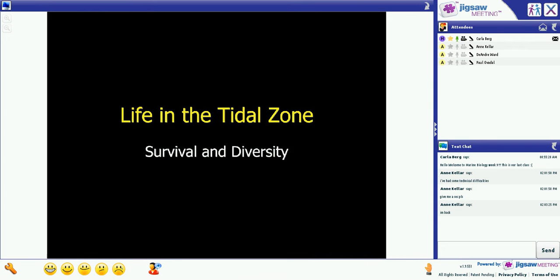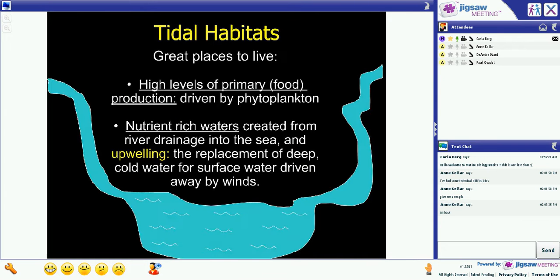So let's take a look at life in the tidal zone. Tidal habitats are a great place to live. There are high levels of primary food production, which means there are lots of food and different types of food in tidal habitats. Now, if you were to look outside your window right now, you probably will see some sort of organism that uses photosynthesis, whether it's grass, whether it's trees, whether it's a flower garden.